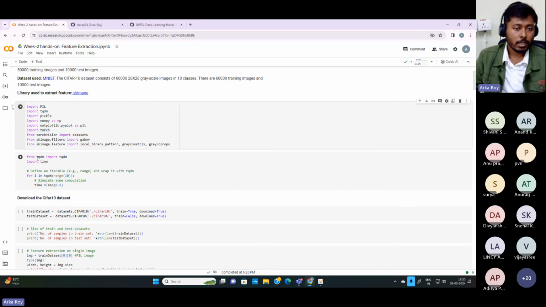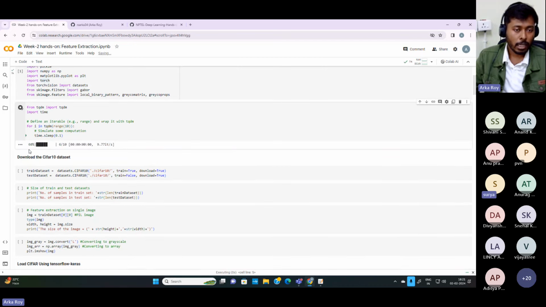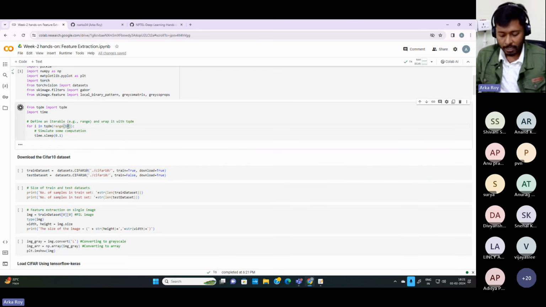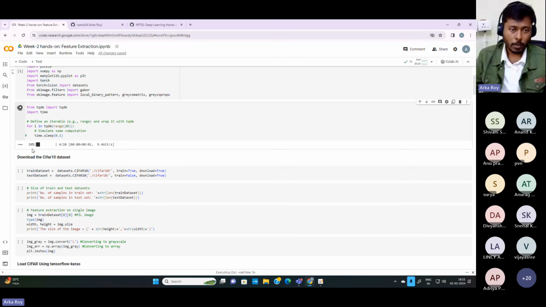Okay. So as I was telling, that tqdm basically shows you the progress. So let me run this particular cell. This will show you 60%, 100% like that. It will basically show the progress bar. For example, if I iterate over 20 such instances, then it will again show you how the progress is happening. So we'll be using it in for loops to show the progress of the loop.